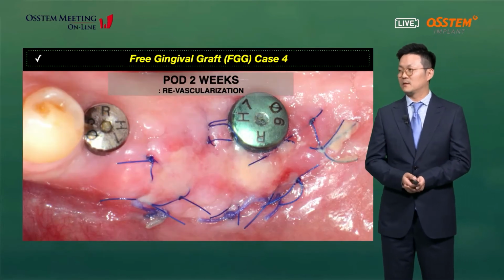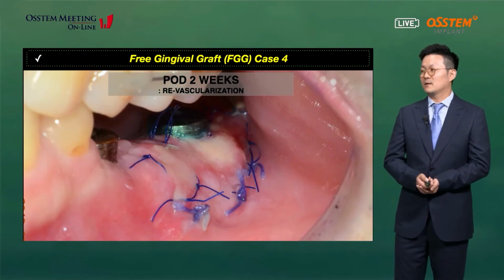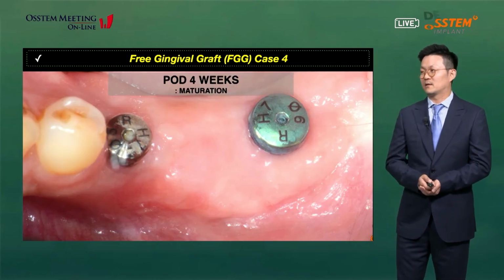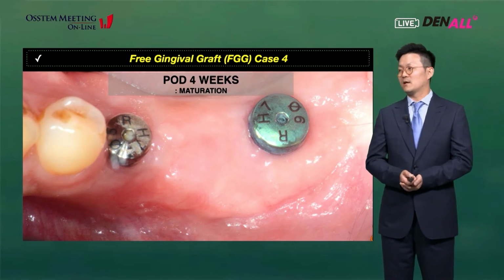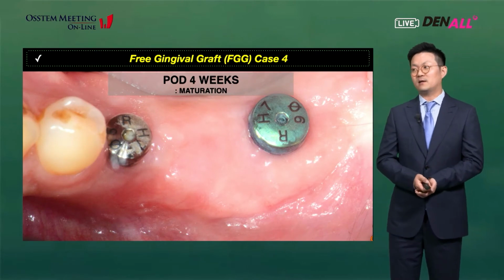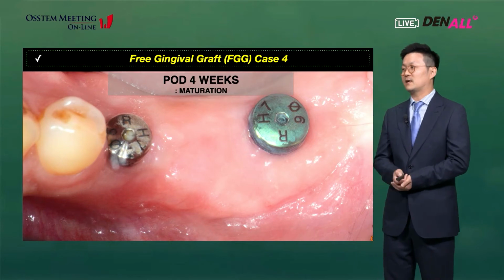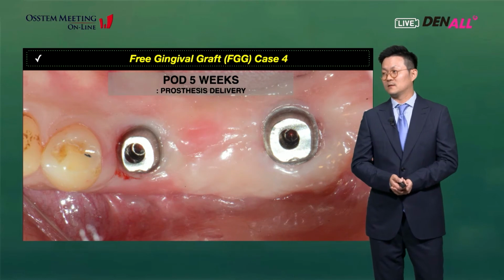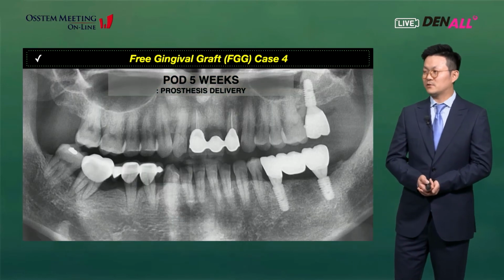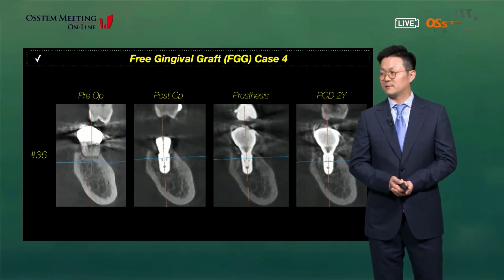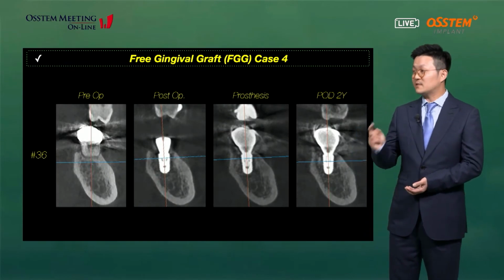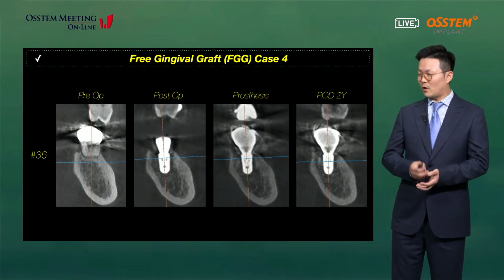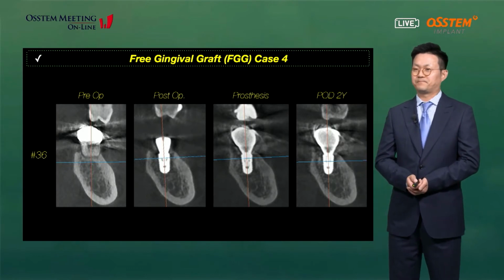preparation. After 2 weeks, donor side and recipient side healing was fine. And after 2 more weeks, this kind of fine lesion, fine attached gingiva regaining on the buccal side was found. So I delivered the prosthesis. As you see, the result was very fine. And in the CT scan, there's no bony change and contour change for 2 years.